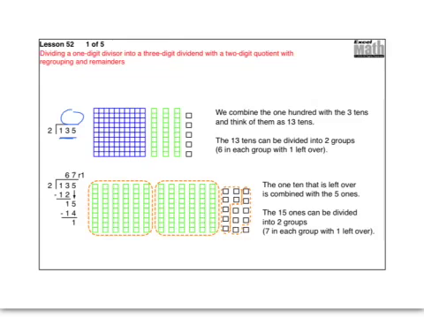We've got the problem 135 divided by 2. So think about what that means. I'm going to take 135 of something. I'm going to split it into 2 equal groups. Okay, that's what division means. It's splitting it up into smaller groups.